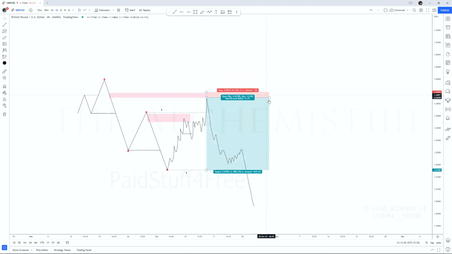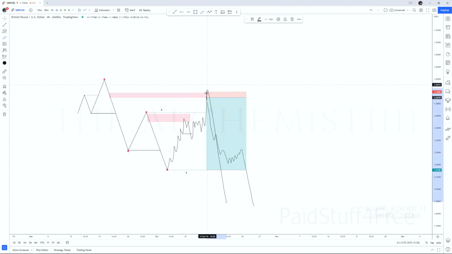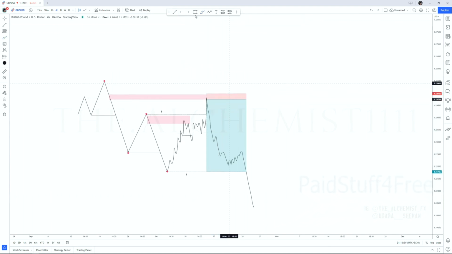Okay, we can target external range liquidity. So that is how it goes. Now I recommend you do this until you find consistency with it, because there are times when price wicks us out of the trade, and then it goes in our direction. That happens sometimes. But this is what I do.